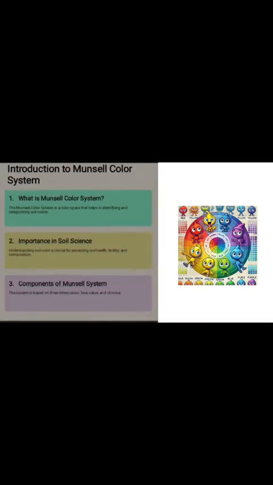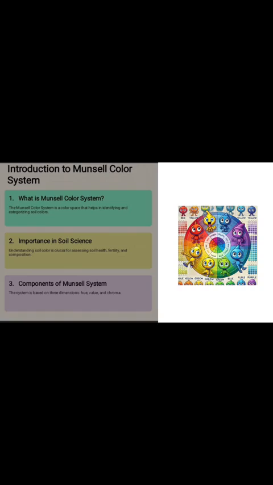What is the Munsell color system? The Munsell color chart is a standardized color system used to describe soil colors based on three components: hue, value, and chroma. It was developed by Albert H. Munsell in the early 20th century and is widely used in soil science, geology, and agriculture for soil classification.